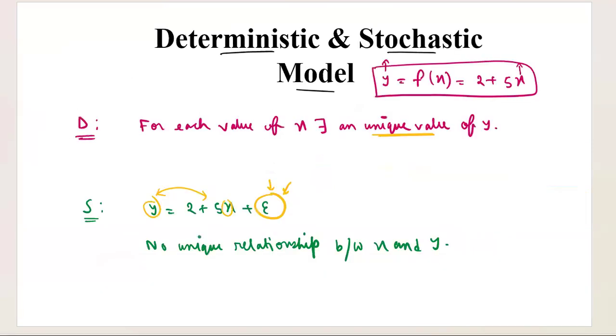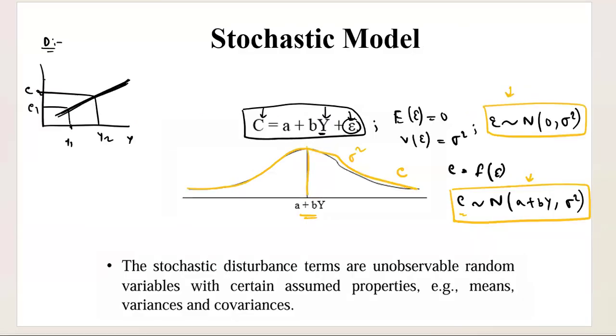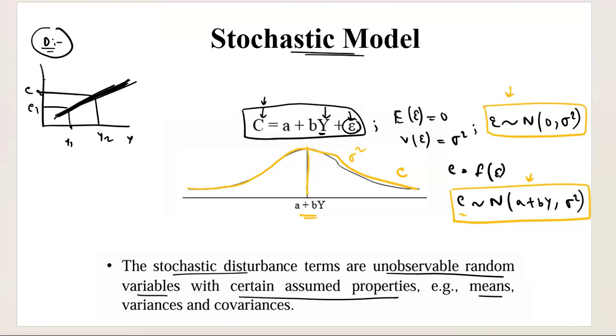What is the distinction between deterministic and stochastic modeling? It is very evident from these two diagrams that when you allow stochastic modeling, the dependent variable will have a distribution like this. But when you allow deterministic modeling, you will have a one-to-one relationship, which will be something like this. The stochastic disturbance terms are unobservable random variables with certain assumed properties such as mean, variances, and covariances. If you have seen my time series playlist, I have explained in detail these properties of random terms. You can check that out as well; I'll give the link in the description.